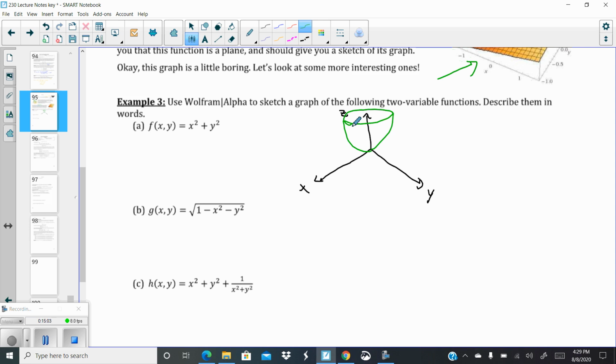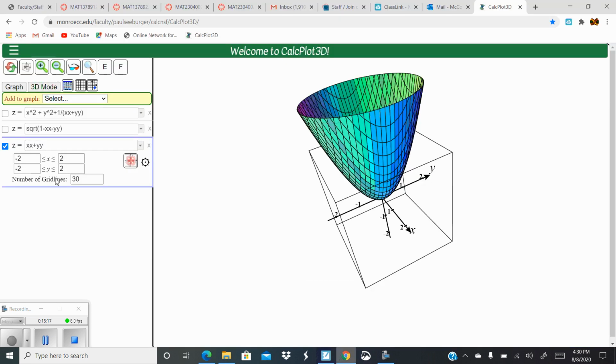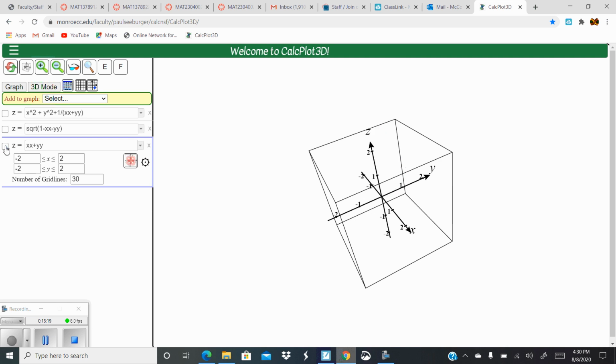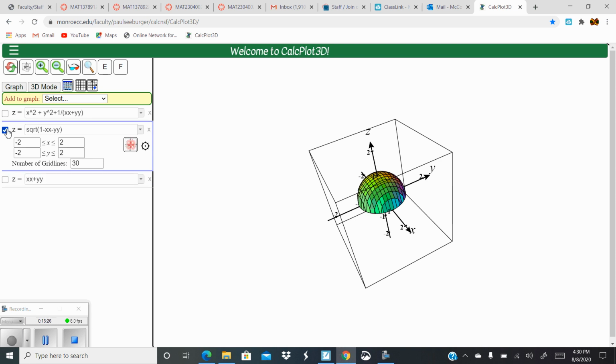Okay, part B. G of x, y is equal to the square root of 1 minus x squared minus y squared. And again, I've already plugged this stuff in. So we're going to go ahead and take a look at it. Let's get rid of this one. And this one right here is the square root of 1 minus x squared minus y squared. And there it is. Kind of hard to see. It's a little bit smaller.